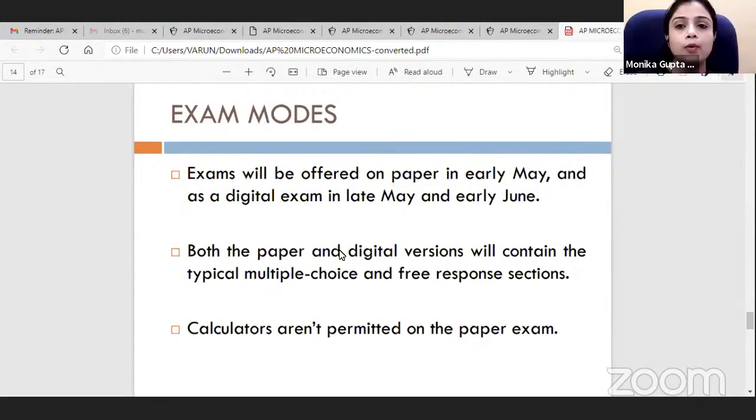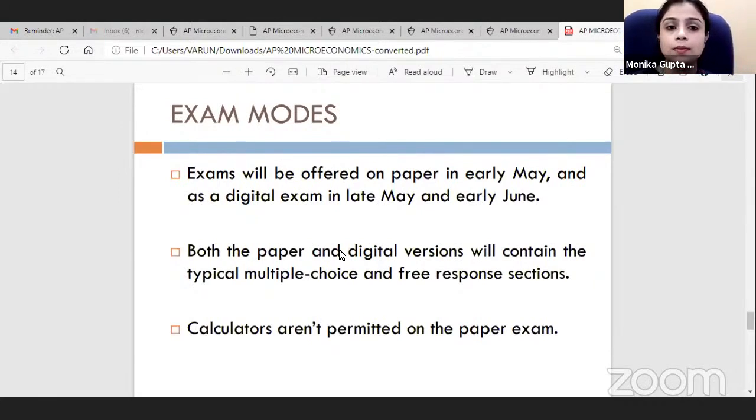Now, whether you opt for the digital exam or the paper-based exam, the number of multiple choice questions and the number of free response questions will be the same. So there will be no change, like only MCQ or only FRQ. No, the pattern is going to be the same. It will contain multiple choice questions and a free response section also, and the number of questions will be the same.